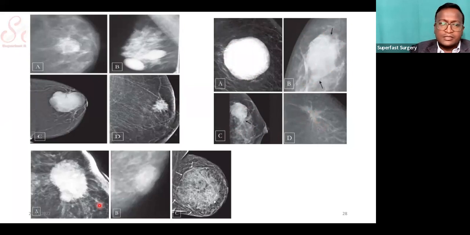Similarly, the mass density, which is compared to the surrounding breast parenchyma. We can see that this is a very dense mass, while this is an isodense mass, similar to the surrounding breast parenchyma, and this is a low dense mass when compared to the surrounding parenchyma.